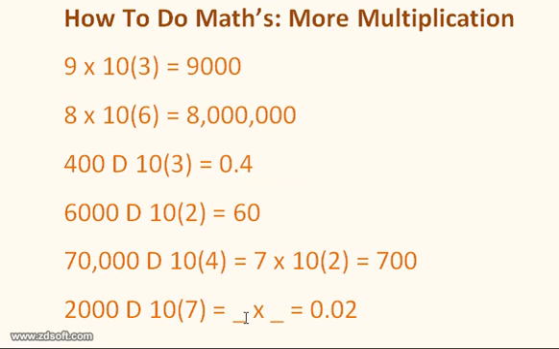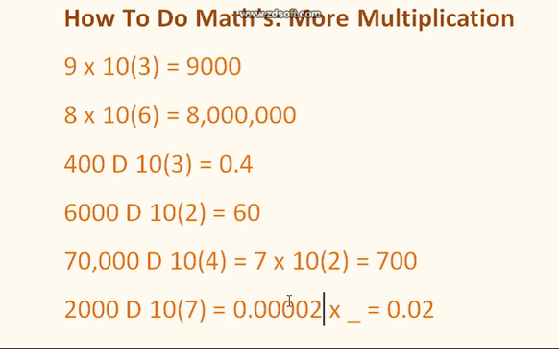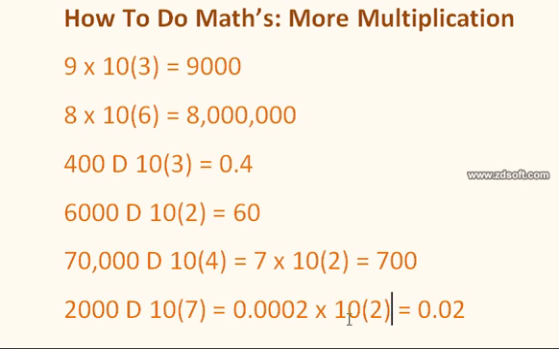So now we've got 0.0002 times by 10 to the power of 1 will give us 0.002. So we need to add a 2 to that, so that would be to the power of 2 to give us 0.02. So our answer there would be 0.0002. Sorry, 0.002. And you need to times that by 10 to the power of 2. And there's your answer. I hope you understand that.